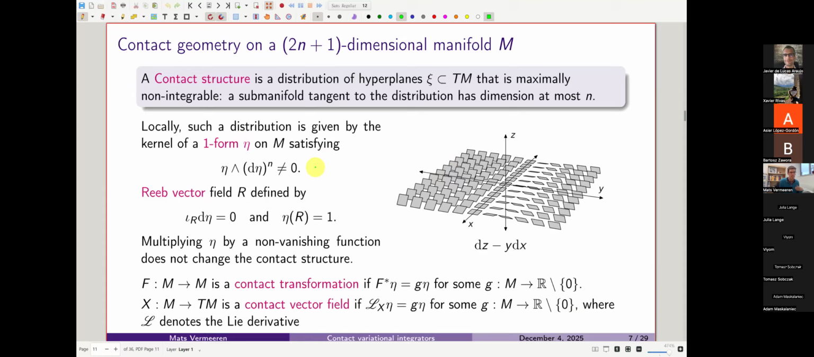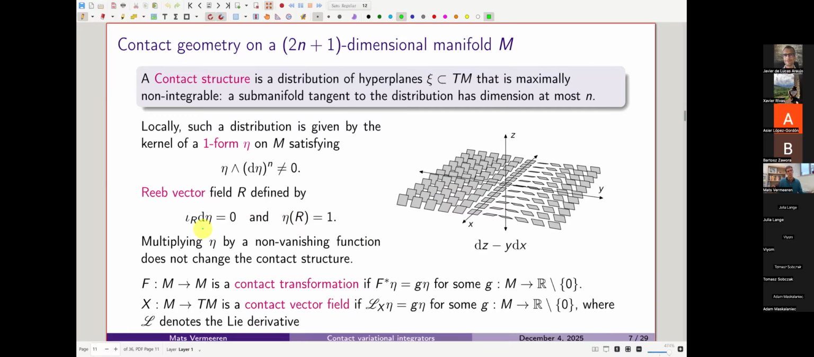And there is one distinguished vector field in a contact manifold, which is called the Reeb vector field. It's characterized by the properties that if you plug it into the contact form, it gives you a constant 1. And if you plug it into the exterior derivative of the contact form, you always get 0.